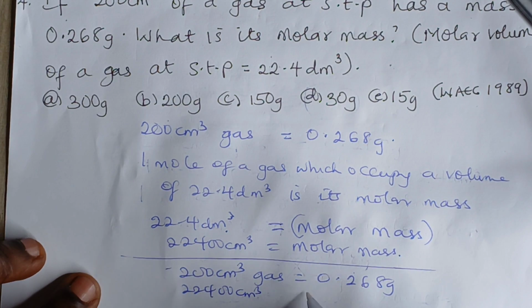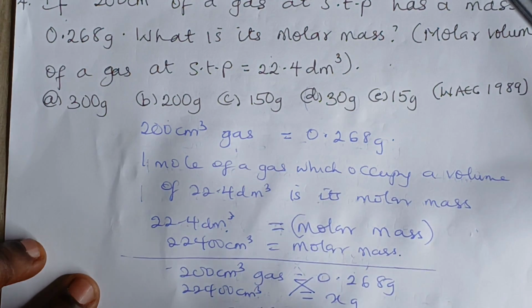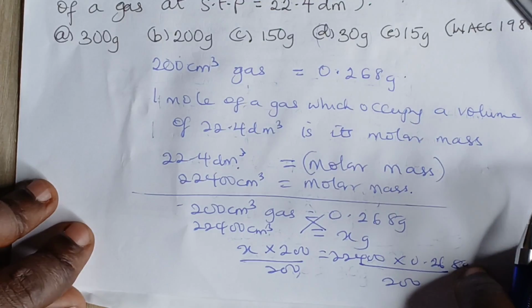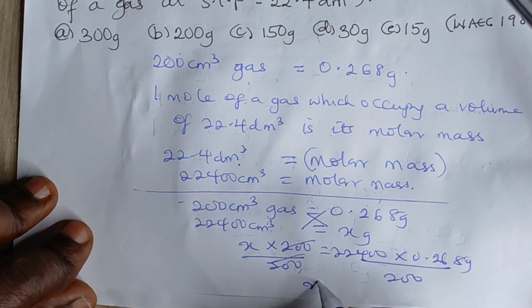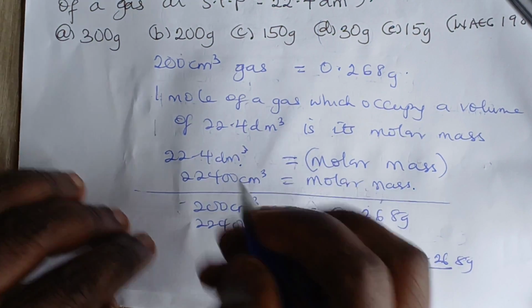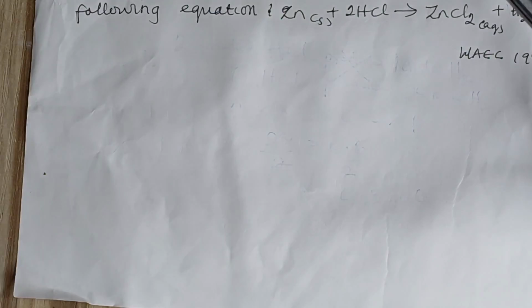22,400 centimeter cube will contain what? So we cross multiply. X times 200 equals 22,400 multiplied by 0.268 gram. Dividing both sides by 200, our final answer is 30 gram. So the best answer here is D. That is, the molar mass of that gas is 30 gram.